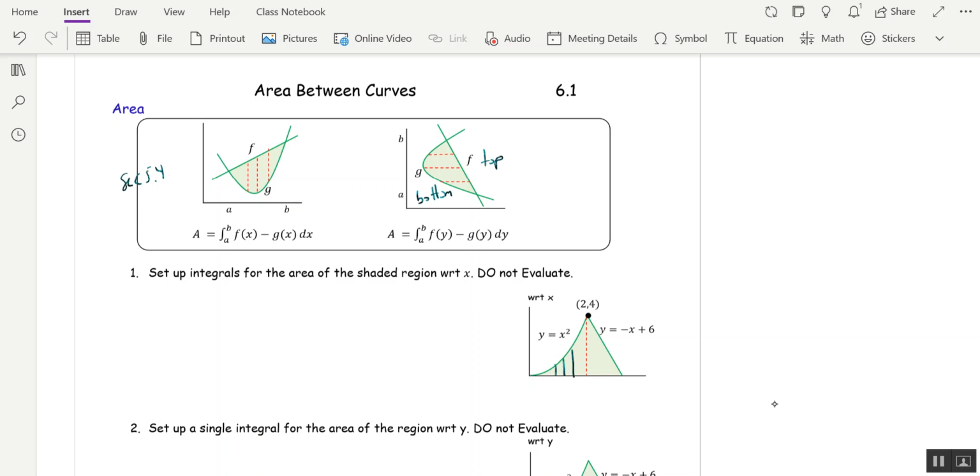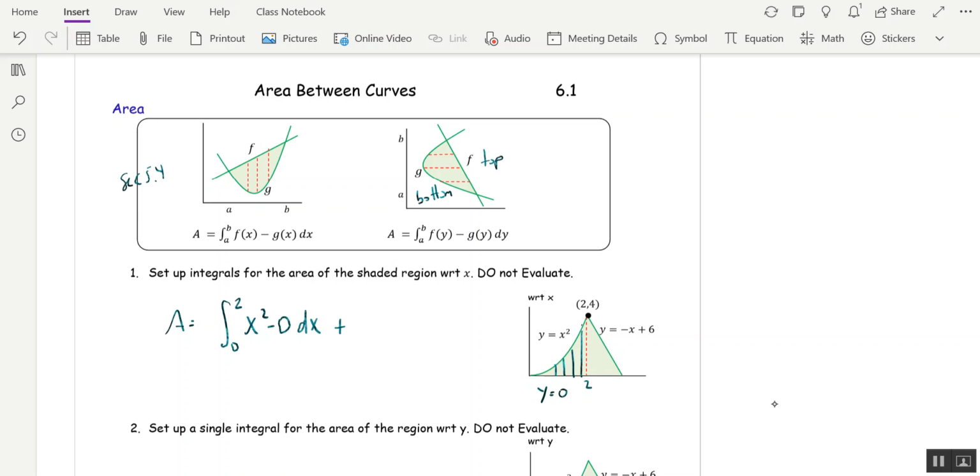Okay, so we want top minus bottom. As we go from 0 to 2, the top curve is x squared and the bottom curve is the x-axis, which is y equals 0. So the area is going to be the integral from 0 to 2 of x squared minus 0 dx. You don't have to write minus 0. Plus, that takes care of this first part.